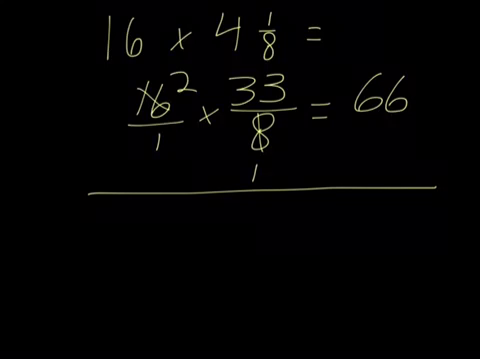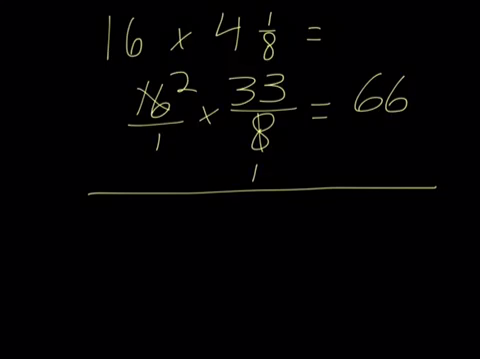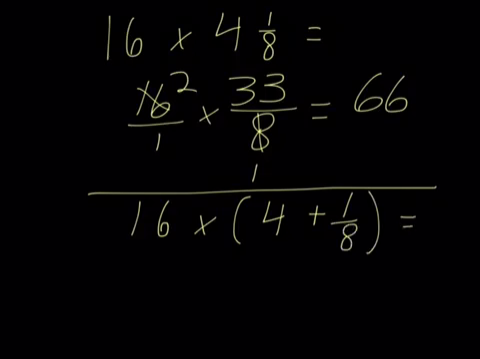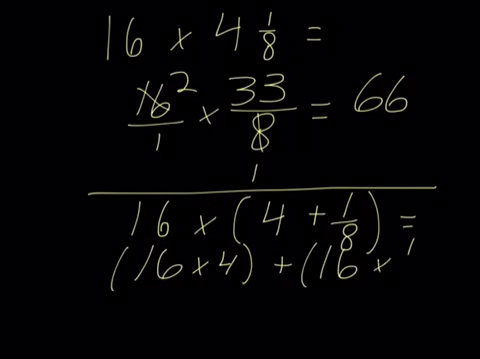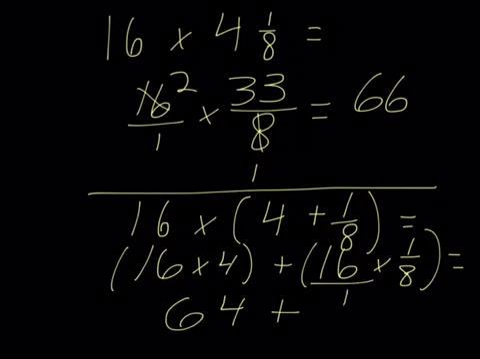We are going to use the distributive property, so we can multiply 16 times the sum of 4 1/8, which means we're going to multiply 16 times 4 and 16 times 1/8. 16 times 4 is 64, and there are 2 8s in 16. Therefore, we will get 66.